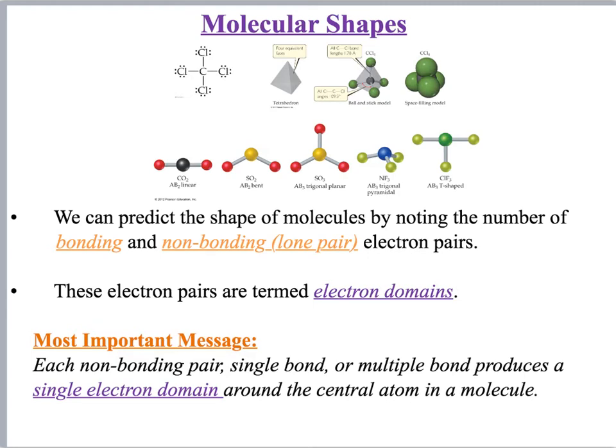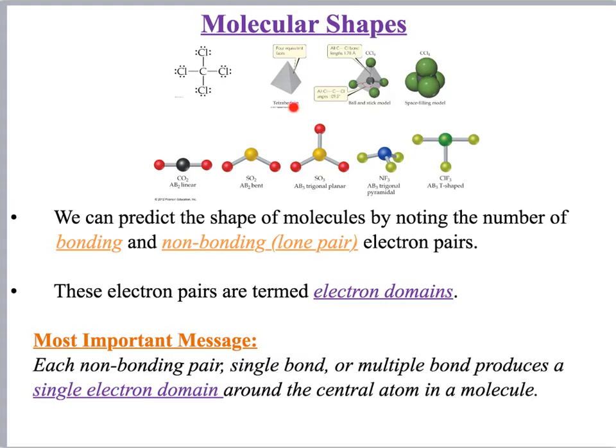Welcome to the how-to video for electron and molecular geometry. So when we talk about different molecules such as carbon tetrachloride, we see it as a Lewis structure, which is just a two-dimensional object. But really this is a three-dimensional shape.